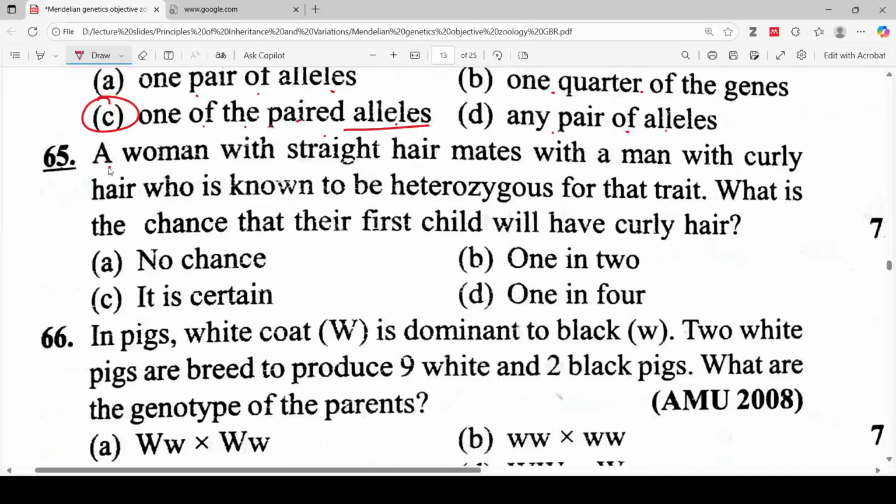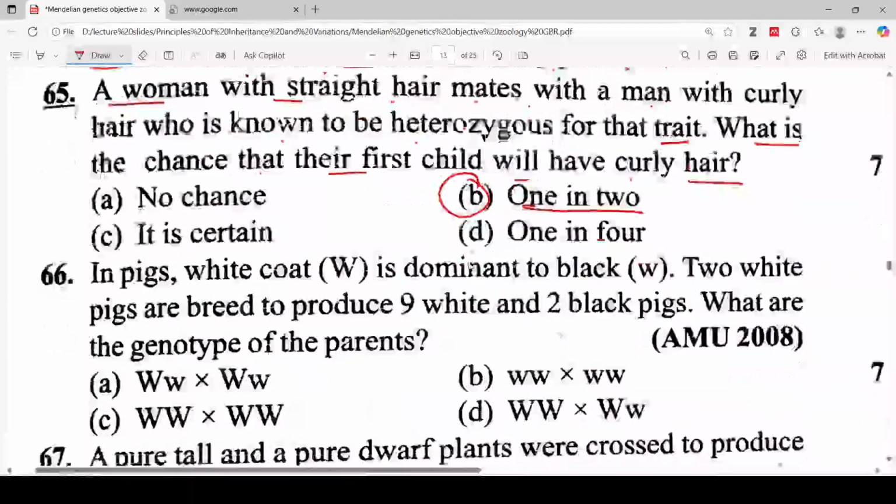Next question. A woman with straight hair mates with a man with curly hair who is known to be heterozygous for that trait. What is the chance that their first child has curly hair? So the correct answer will be option B, 1 in 2. So 1 in 2. Next question.